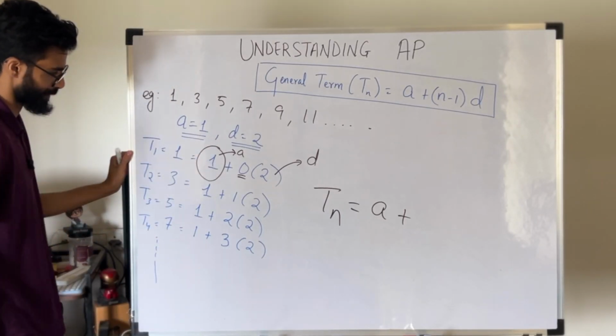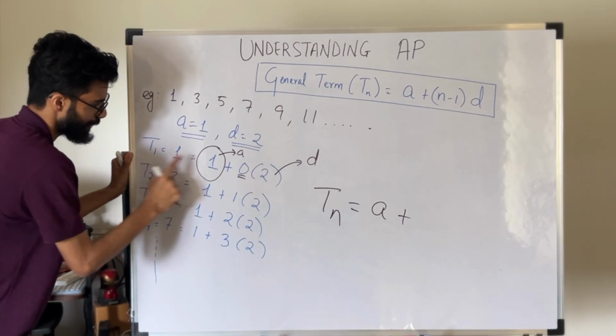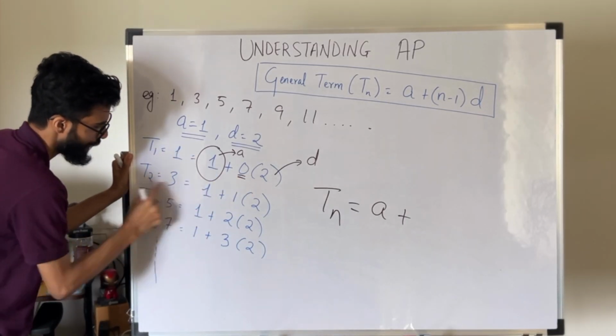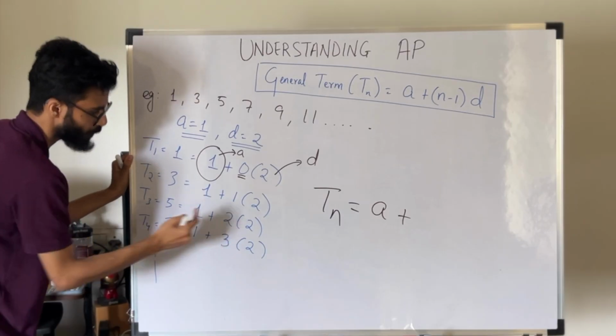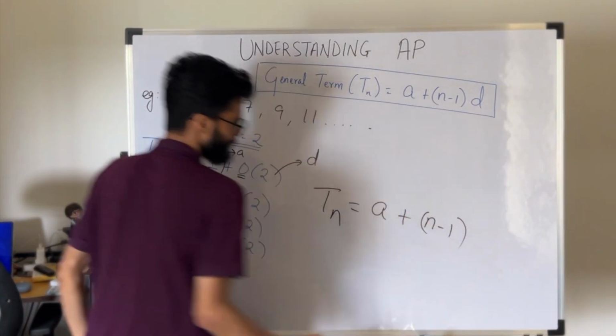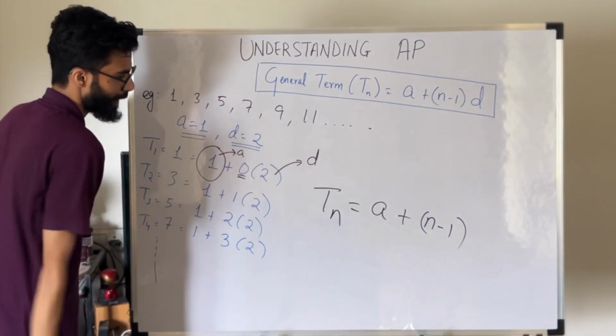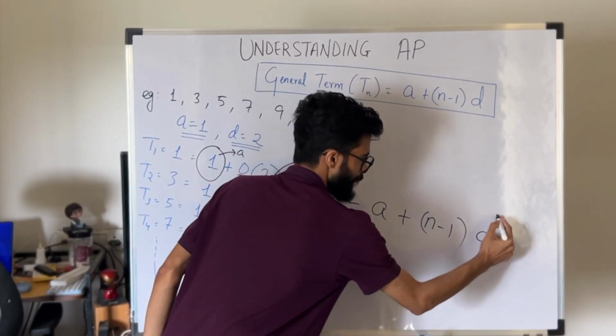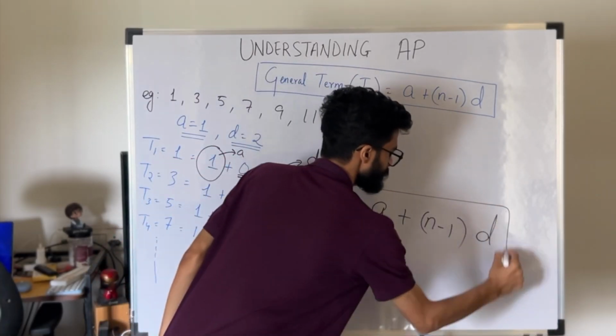Now look at this. 1 यहाँ पे 0 आ रहा है, 2 के लिए यहाँ पे 1 आ रहा है, 3 के लिए यहाँ पे 2 आ रहा है. So n के लिए this will be n minus 1 and this 2 is nothing but my d. So n minus 1 d.